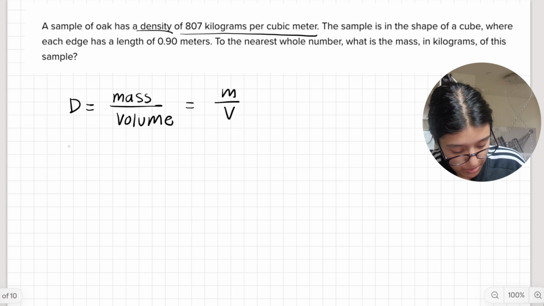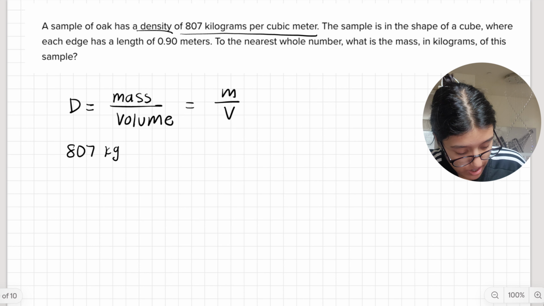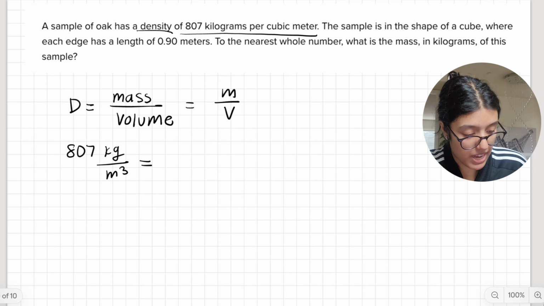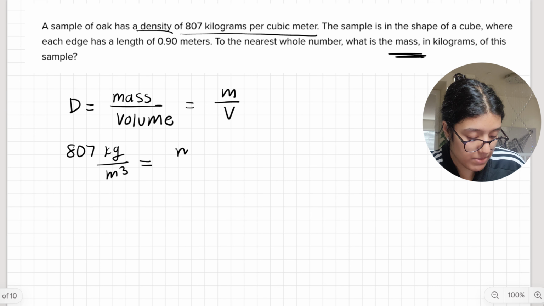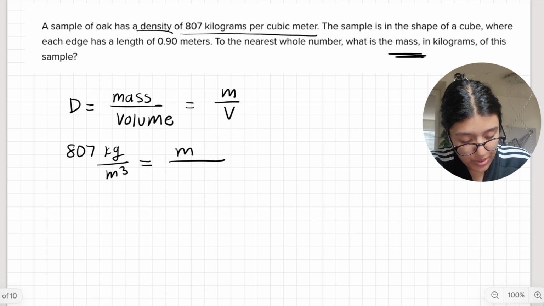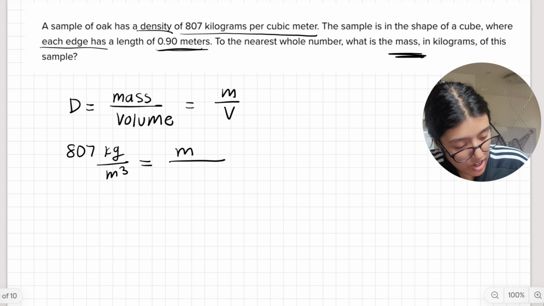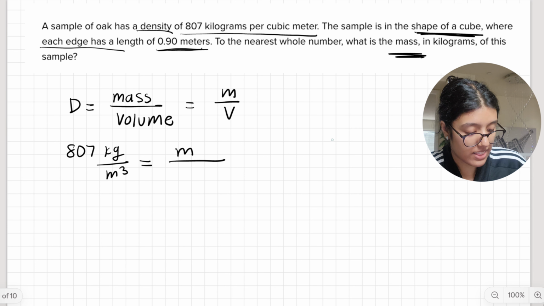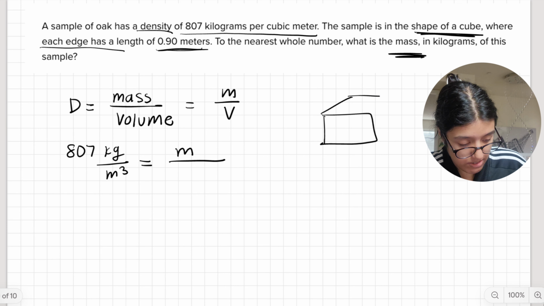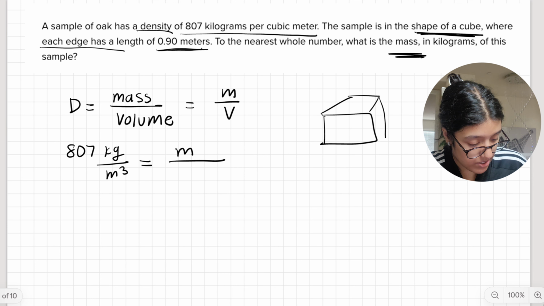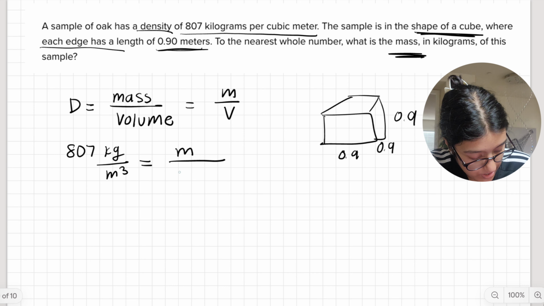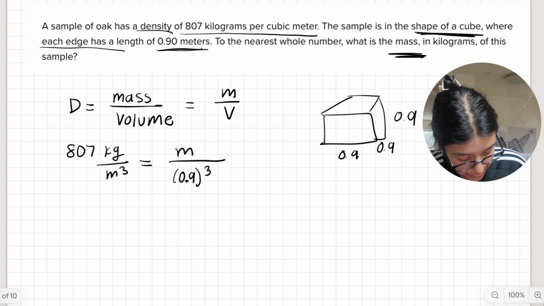So we know the density is what? 807 kilograms per cubic meter is equal to mass. Well, that's what we're supposed to find out. Mass in kilograms over volume. And we know the volume is not 0.9 meters. The volume is actually 0.9 to the power of 3 because they say each edge of the cube has a side length of 0.9 meters. So this is 0.9, this is 0.9, this is 0.9, hence the volume is going to be 0.9 cubed.